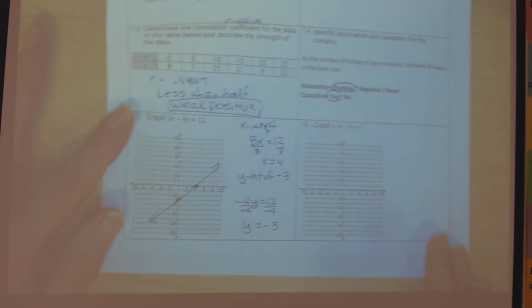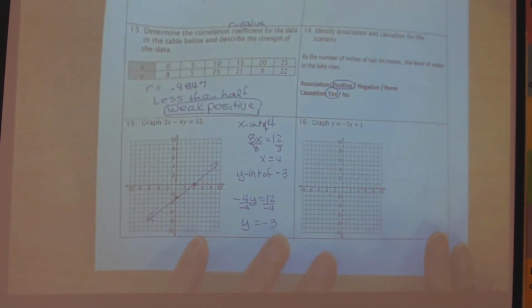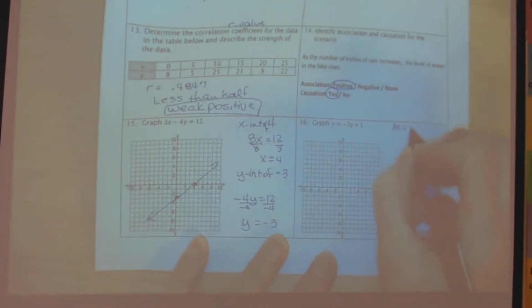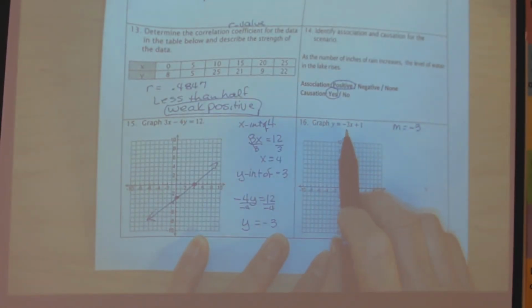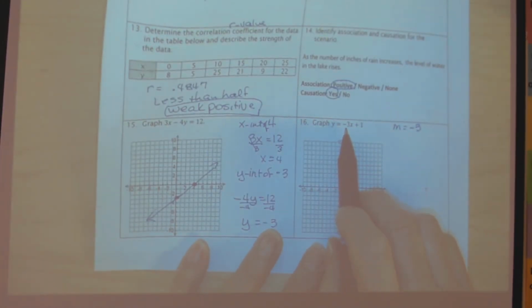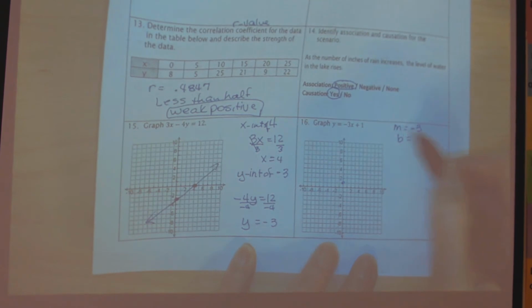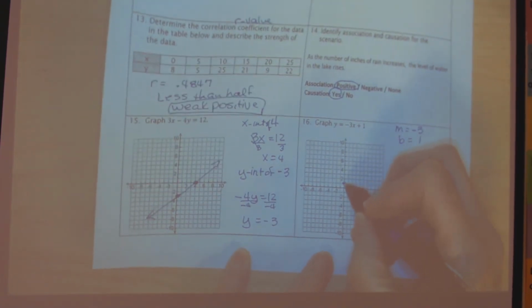For problem 16, they have given us an equation in slope-intercept form. Our slope is negative 3 because our slope is always the coefficient of x, or the number in front of x. It's never the x itself, it's the number in front, so that's a negative 3. Then we have a y-intercept of positive 1. So we begin at the y-intercept, we'll go up here to a 1 and put a point there. Now we move to the next one using the slope, so it's a negative 3. So that means I go down 3 and right 1. Down 3 and right 1.